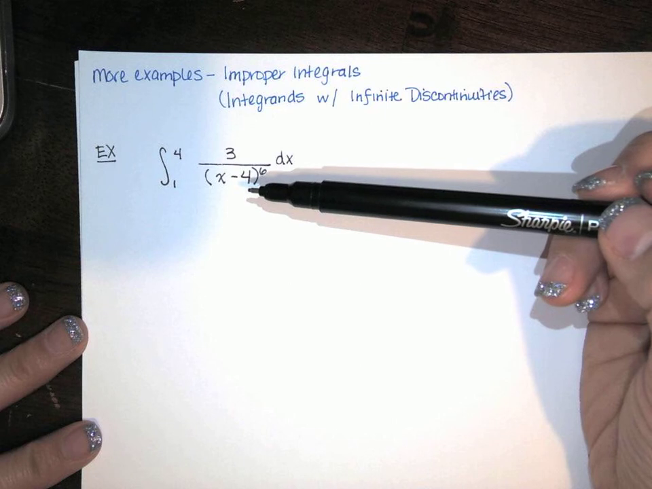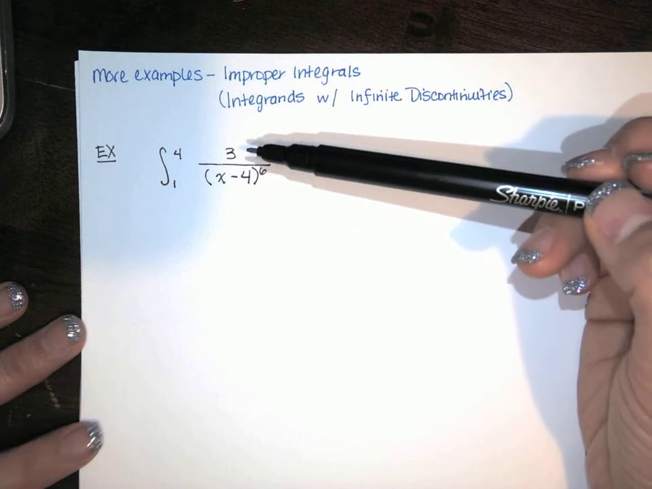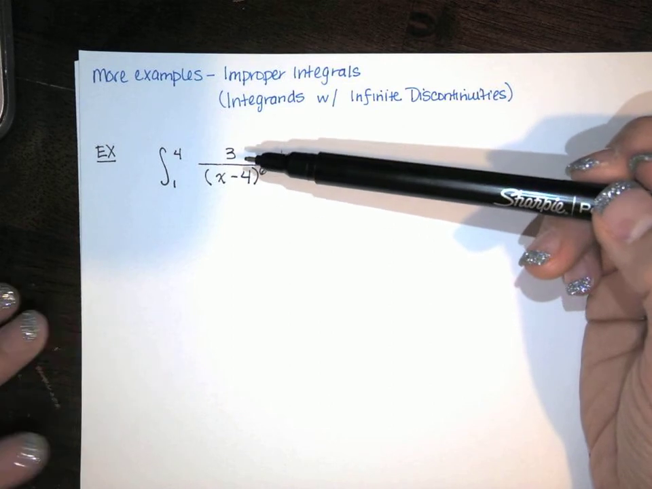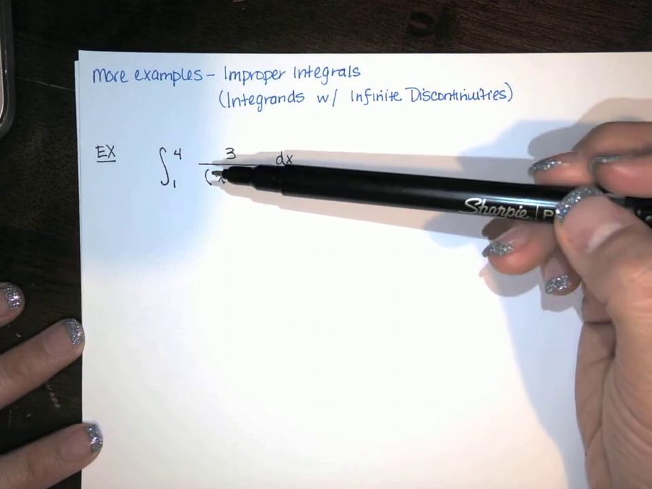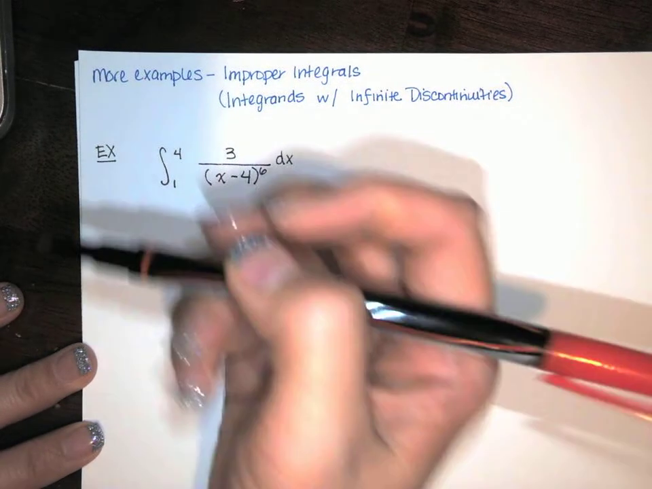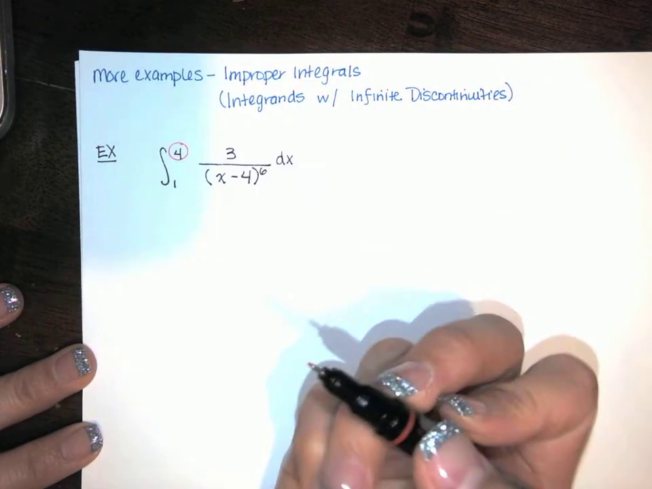The easiest way to think about when it isn't or is defined is to think about when it isn't defined. We're going to have a problem if we divide by 0. We know we're not allowed to divide by 0. And if x equals 4, we would be dividing by 0. So we've got a problem at this upper limit of 4.